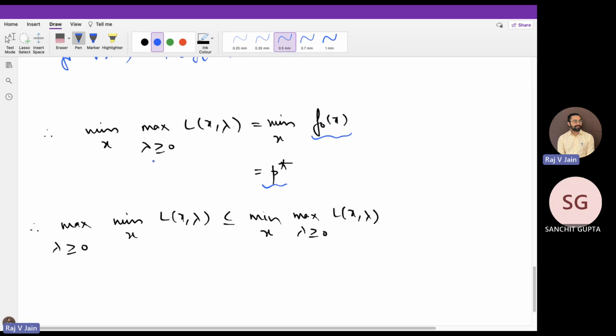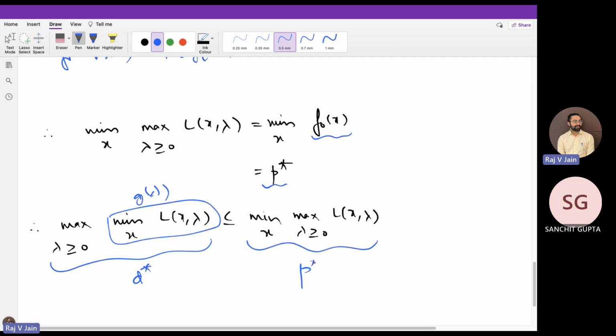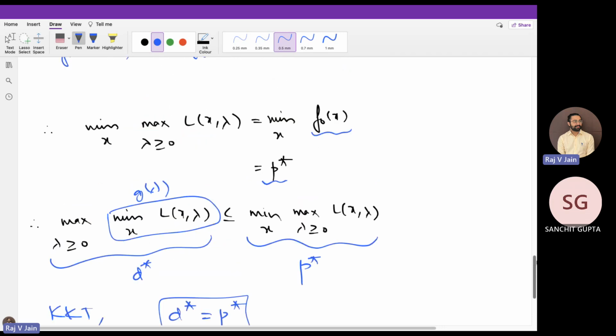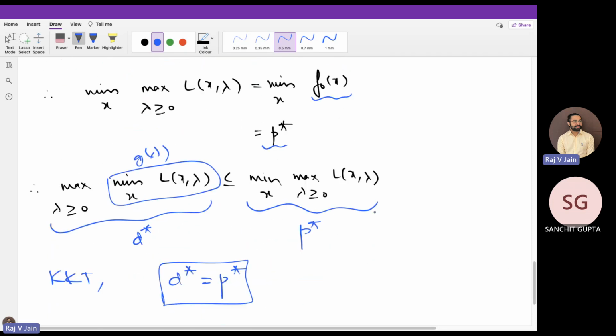So we are saying that this was the dual solution. As we saw before, this was our g of lambda, and if you maximize over lambda of g of lambda, I get d star. This is our p star. Under some conditions called KKT conditions, we can show that d star is equal to p star. So the idea is, if we want to minimize the constrained problem, we can construct a Lagrangian, first minimize the Lagrangian over x, and then maximize over the Lagrange multiplier parameters.